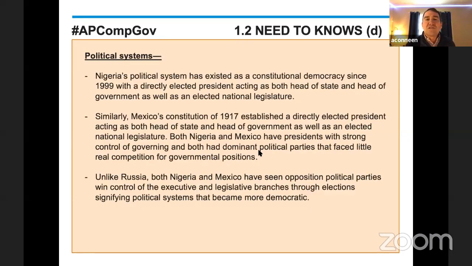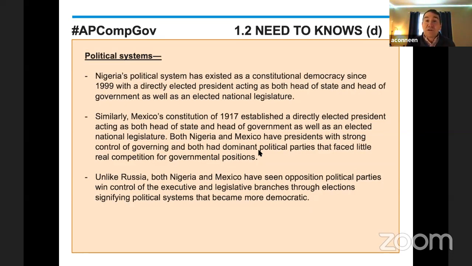Nigeria's political system is based on a constitutional democracy, a constitution that Nigeria has had since 1999. They have a directly elected president who, very similar to the United States, similar to Mexico, acts as both the head of state and the head of government, and an elected national legislature.